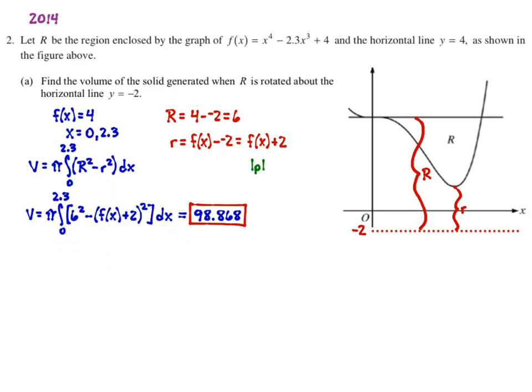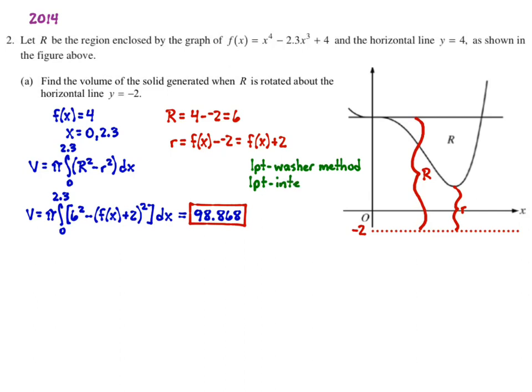As far as points go, you're going to get 1 point for recognizing that it's a washer method. So if you had the integral of something squared minus something squared, you're going to get 1 point for the washer method. It has to say something squared minus something squared. If it says something all squared, you're not going to get that point.